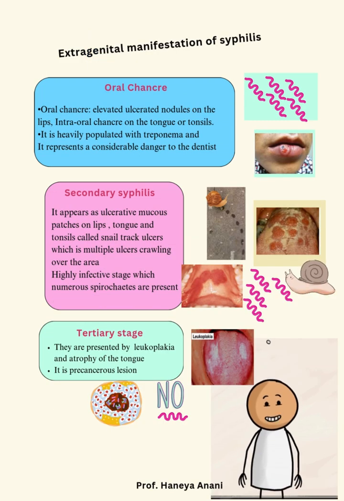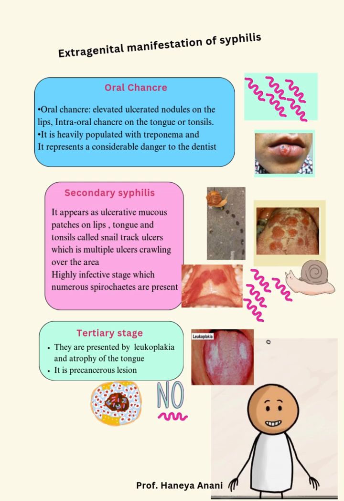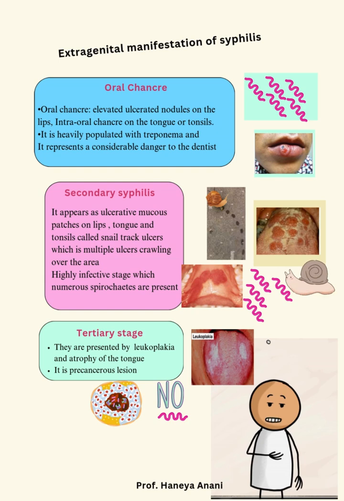Extragenital manifestation of syphilis. Oral chancre: elevated ulcerated nodules on the lips. Intraoral chancre on the tongue or tonsils. It is heavily populated with treponema, and it represents a considerable danger to the dentist. Microscopical examination of a sample from oral chancre can be confusing because non-pathogenic treponema are present in the mouth.